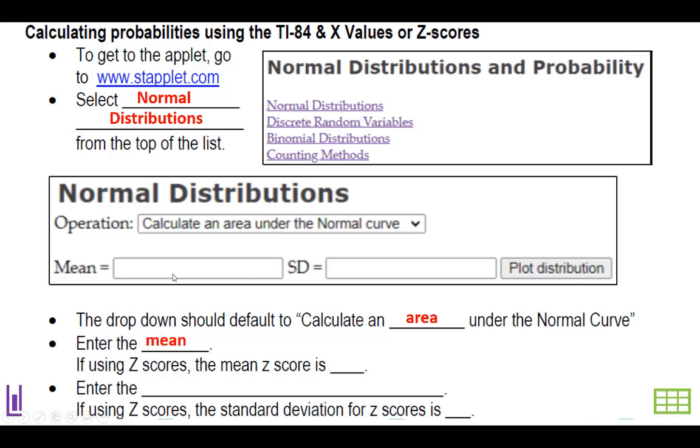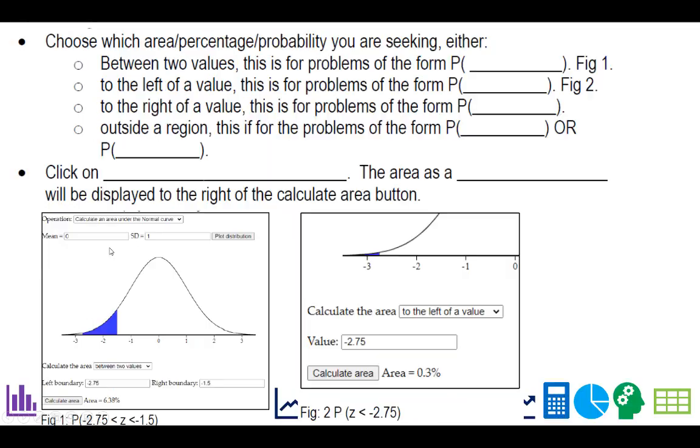Then you're going to enter the mean. And if you're using z-scores, the mean is 0. If you are doing standard deviation with z-scores, the standard deviation is 1. So you can either put in z-score, mean and standard deviation as 0 and 1, or you can put in your actual values if you know them.